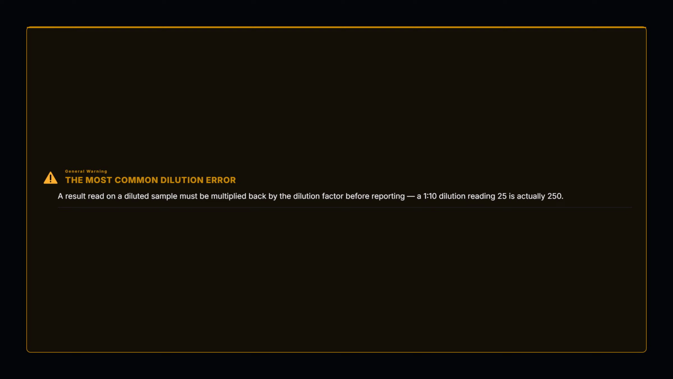Reporting a result and forgetting to multiply back by the dilution factor. A sample diluted 1 to 10 that reads 25 on the instrument is actually 250 in the original specimen, not 25. Every other formula in this video eventually touches a diluted sample somewhere. Get this one automatic and everything downstream gets more reliable.